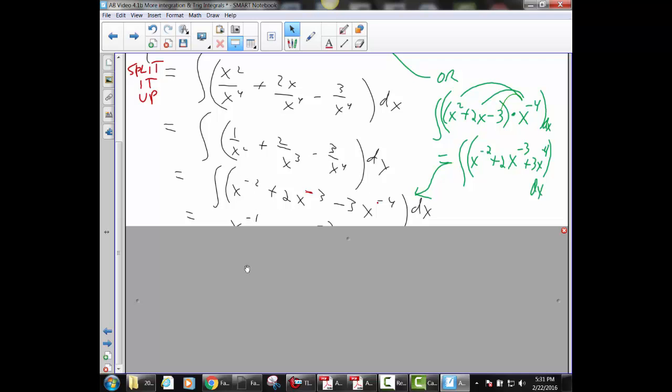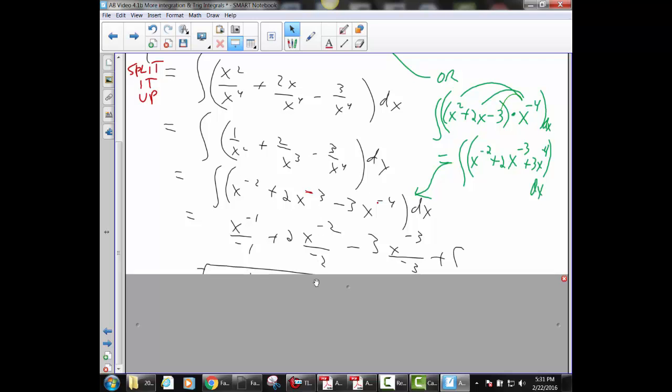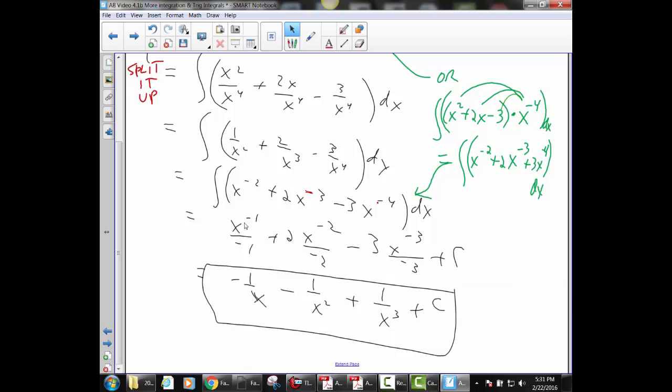Remember, we're adding 1 to the exponent. So we'll get x to the negative 1 over negative 1 plus 2 times x to the negative 2 over negative 2 minus 3 times x to the negative 3 over negative 3, and then we just pretty it up. That's negative 1 over x. That's negative 1 over x squared. That's positive 1 over x cubed. Okay?